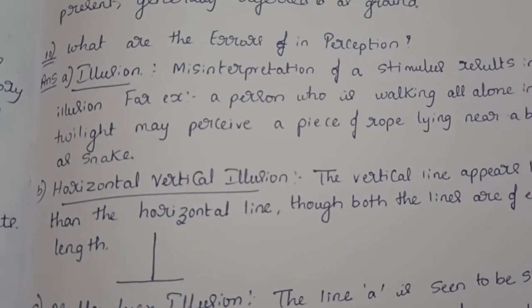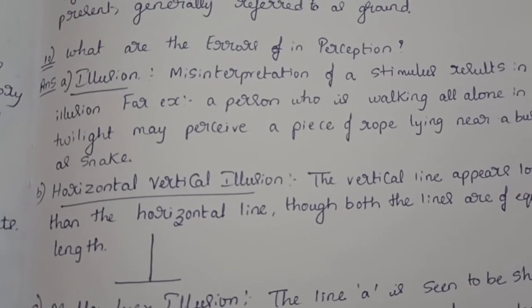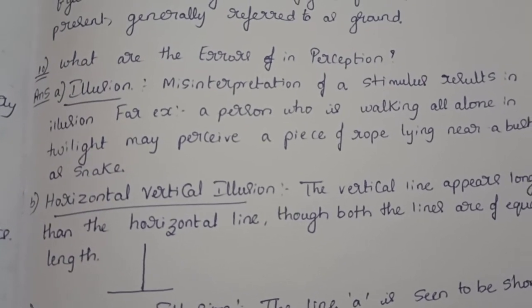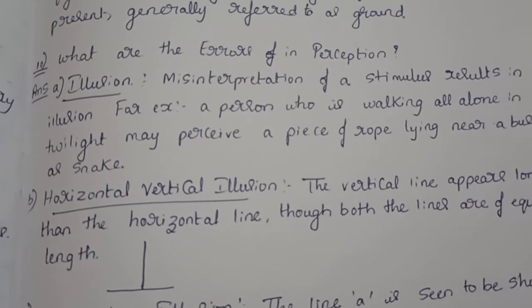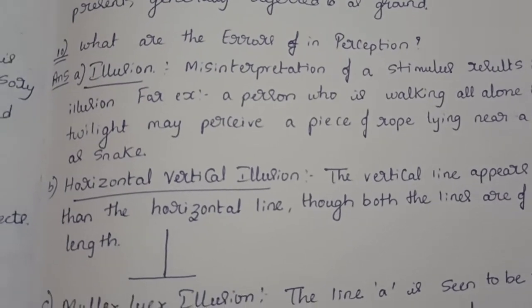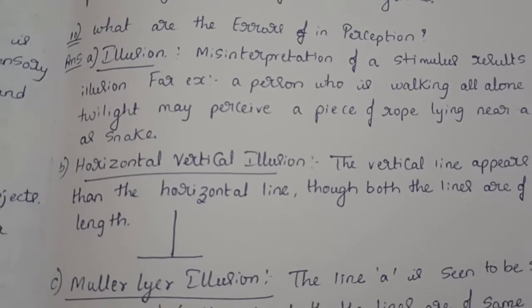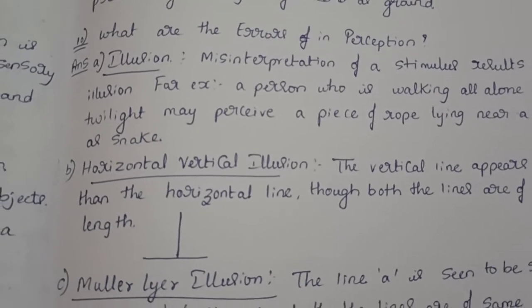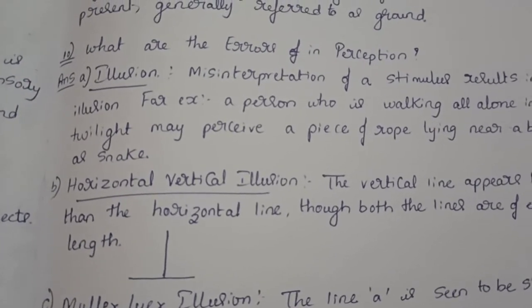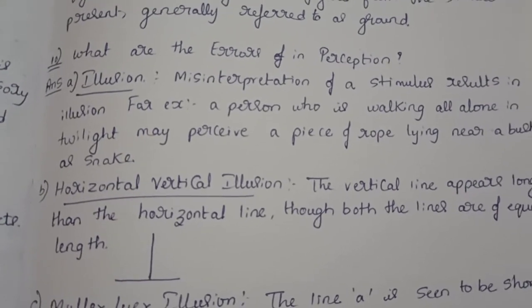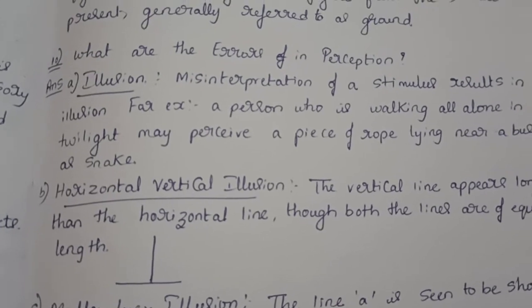For example, a person who is walking all alone in twilight may perceive a piece of rope lying near a bush as a snake. This is how you misinterpret. Since it is already dark and you are alone, if there is a piece of rope next to you near the bush, you assume it is a snake because you are already scared and you misinterpret the rope as a snake.